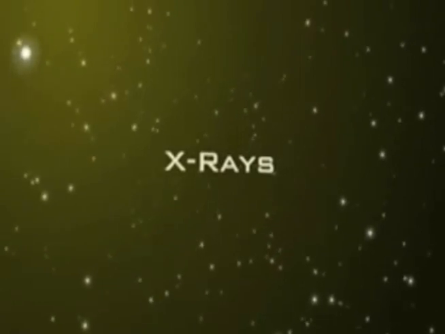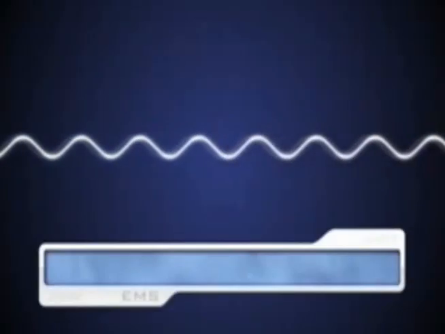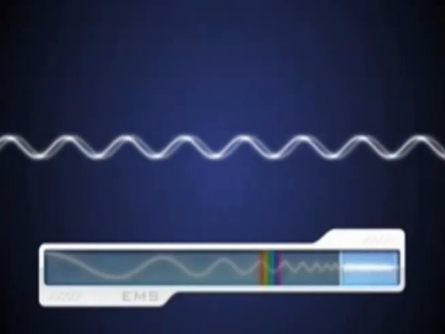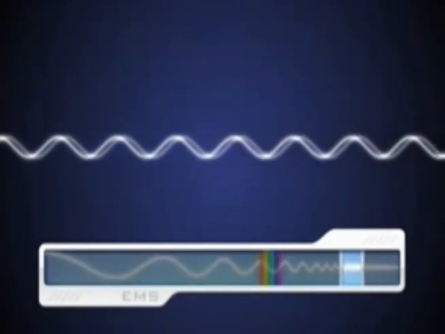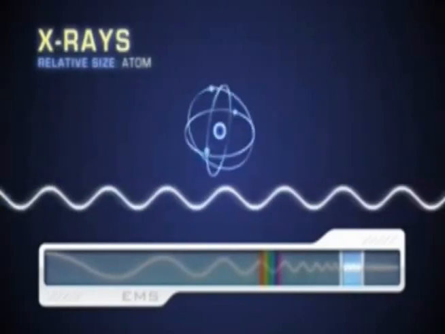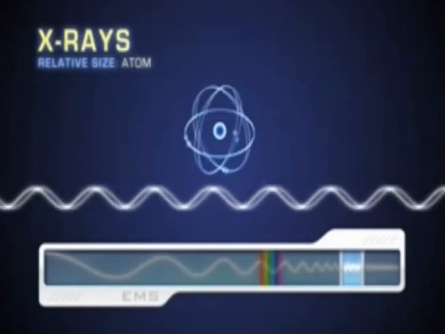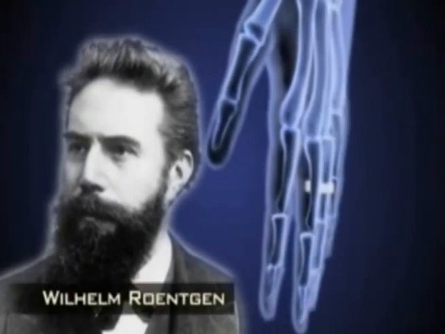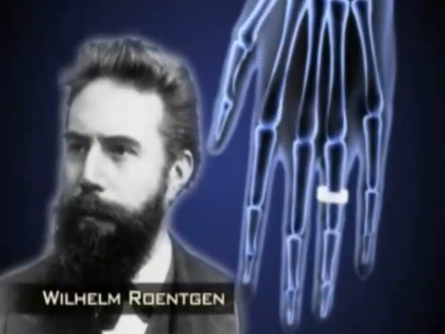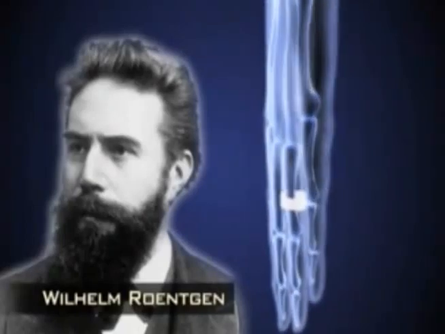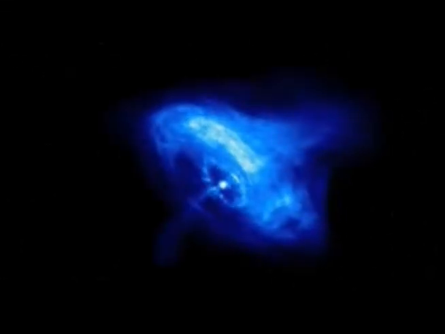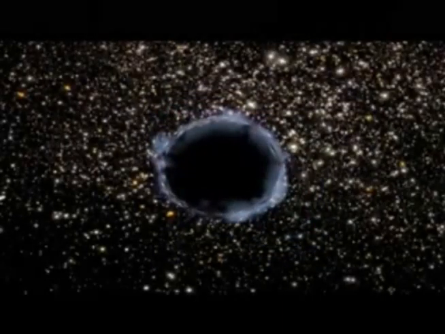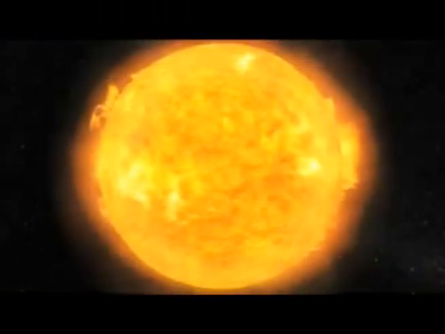X-rays. X-rays are high-energy light rays with wavelengths between 3 and 0.03 nanometers, so small that some X-rays are no longer than many individual atoms. In 1895, Wilhelm Conrad Röntgen accidentally discovered X-rays. X-rays come from objects that are millions of degrees hot, such as pulsars, black holes, supernovas, or the plasma in the sun's corona.